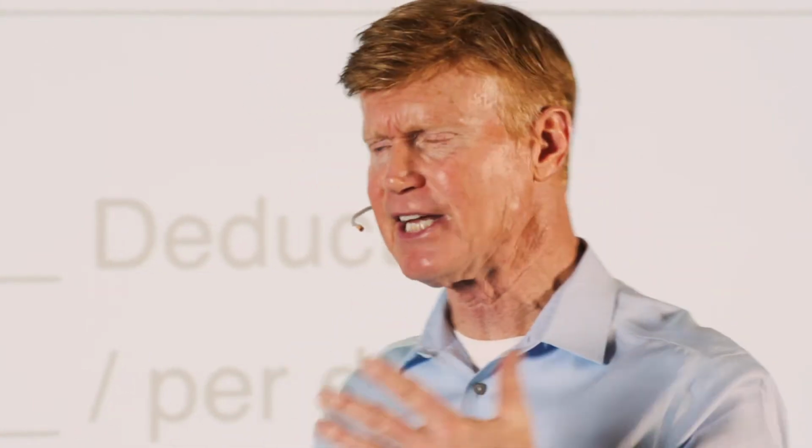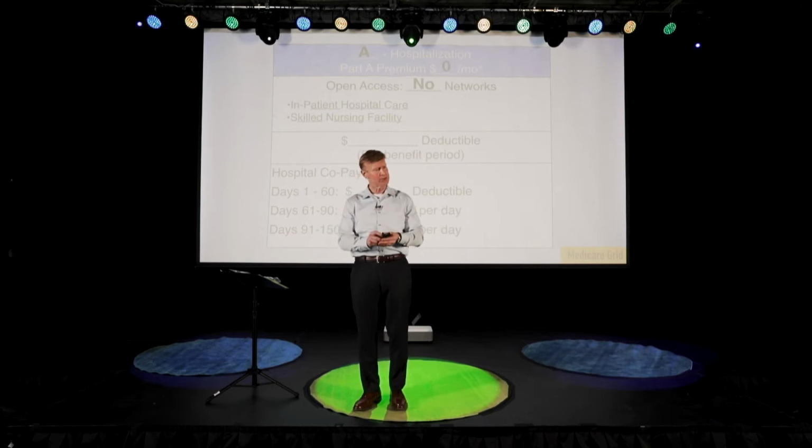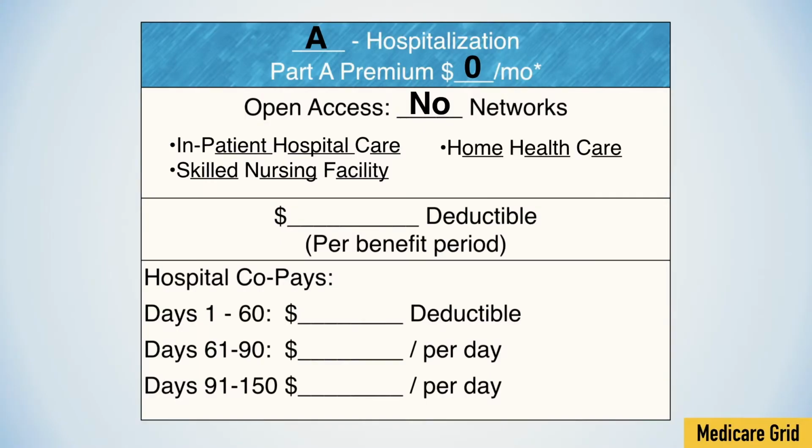This is a skilled nursing facility. This would be very common after a stroke, maybe after hip replacement, maybe someone's taken a fall or had some kind of an injury and they need some fairly intensive rehab. So Part A of Medicare will pay the skilled nursing facility. Also, home health care was covered under Part A.